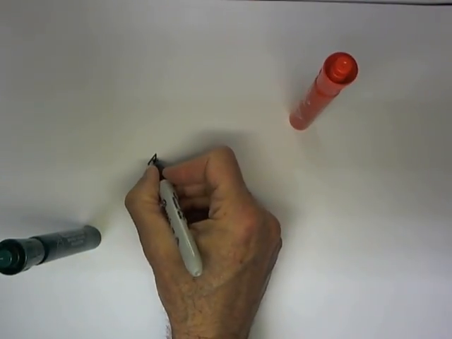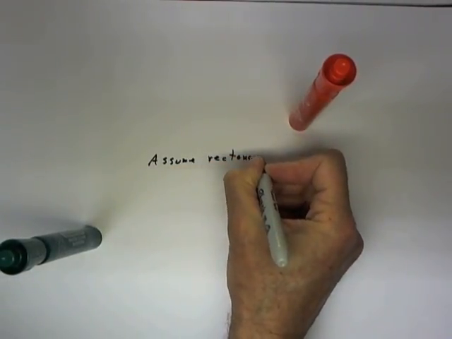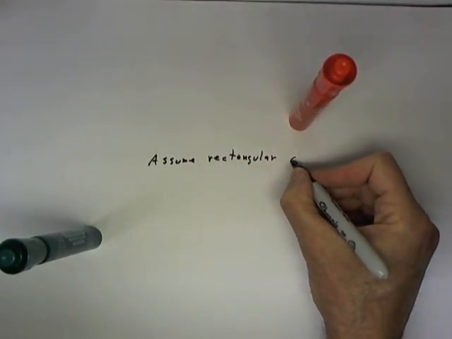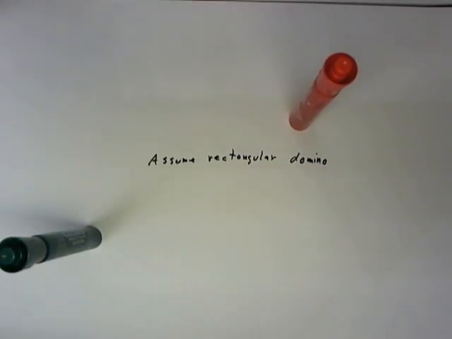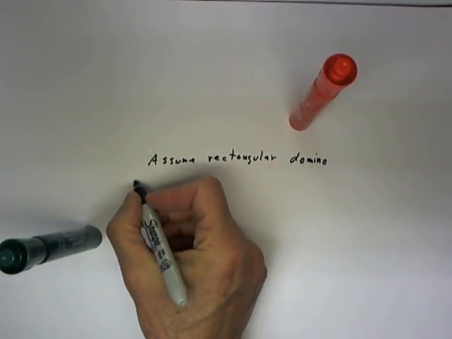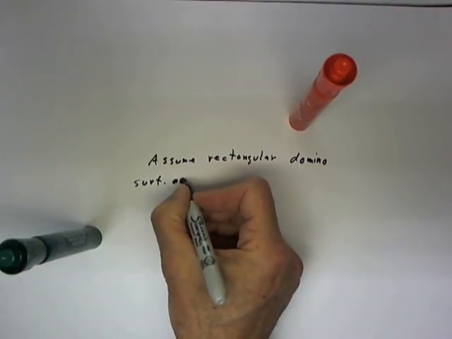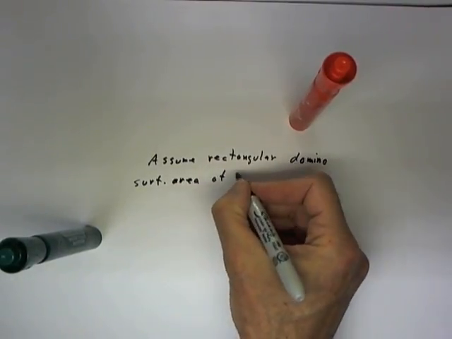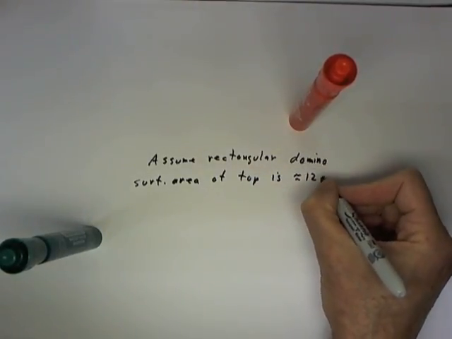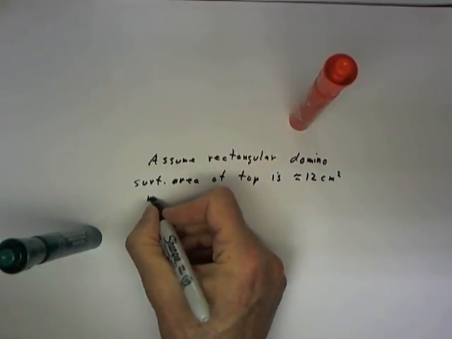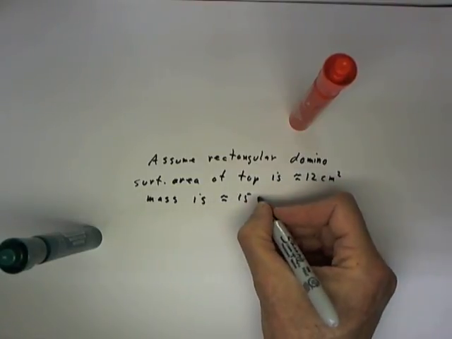We're going to assume rectangular dominoes. Let's just do one domino. Surface area of the top is about 12 square centimeters. The mass is approximately 15 grams.